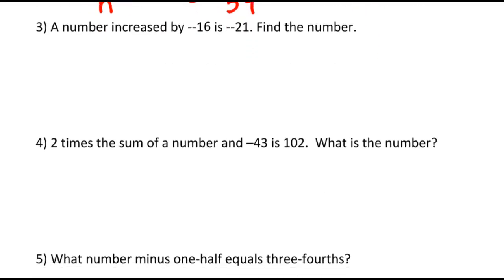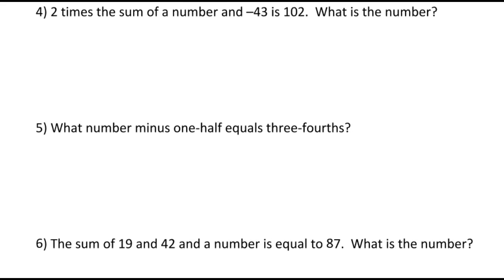Let's skip down to 4. It says 2 times the sum. What does sum mean? That's going to be addition. What are we adding together? Okay, so a number and negative 43. So let's do a number plus negative 43.